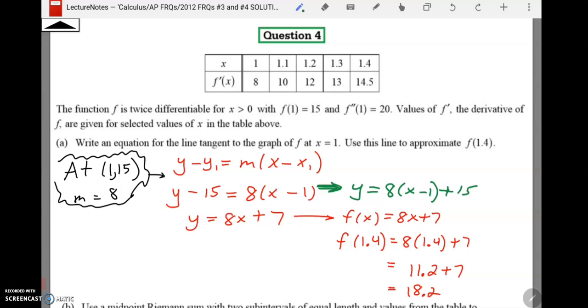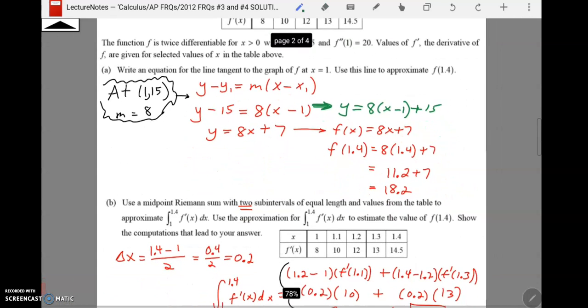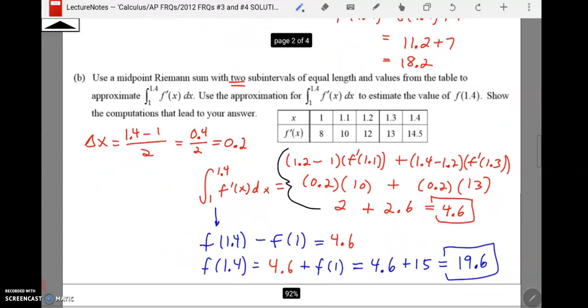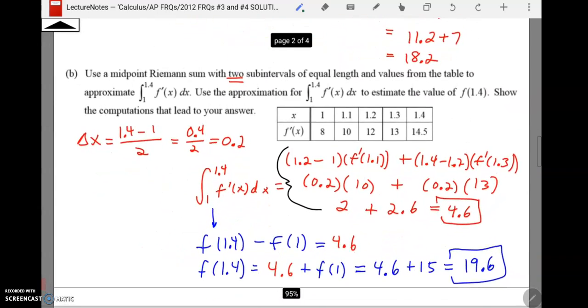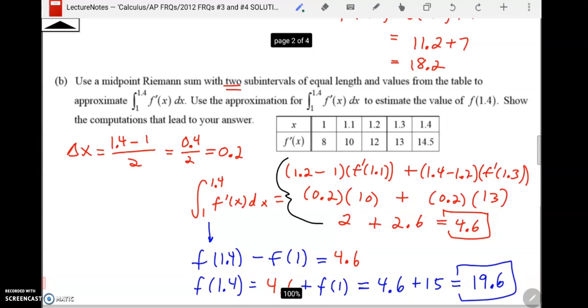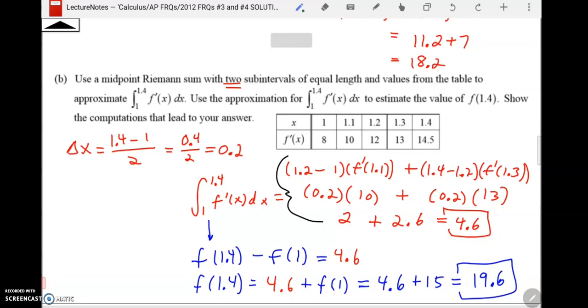That's part A. Part B, another way to approximate the function's value. Because we have a table of derivatives, we can use this table to calculate area under the curve. They do ask you 2 parts here, just like part A. There was what's the equation of the tangent line, and then use it to evaluate f of 1.4. So the same thing here: they're going to ask you to find the Riemann sum, and then use that Riemann sum to approximate f of 1.4 again.